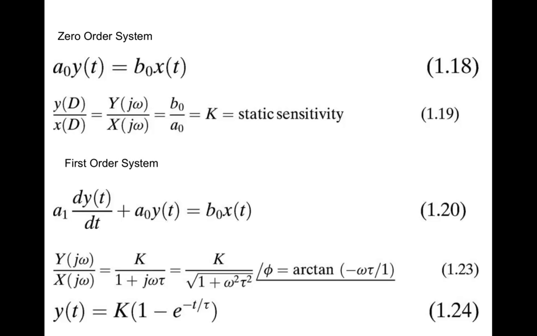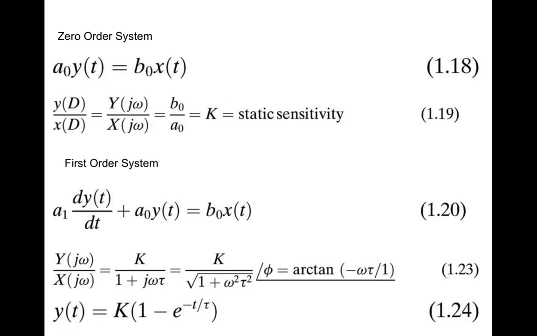So if you look at a transfer function, which is defined as output over input in the S or D domain, y over x is y of j omega over x of j omega, which is just simply b naught over a naught, or k, a constant. And what we really have there is the static sensitivity.